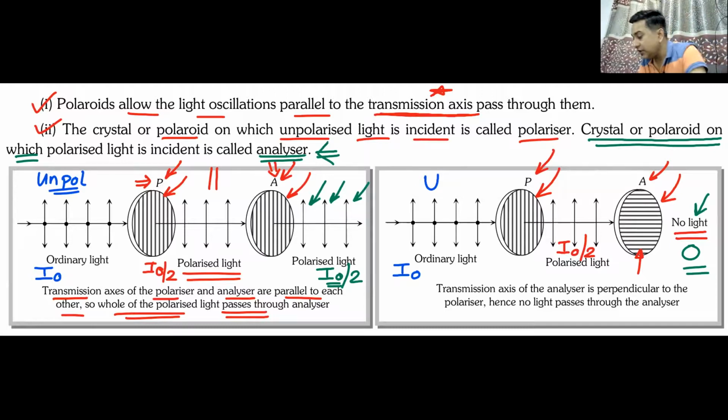The first one, P, is known as the polarizer. The second one, A, is known as the analyzer. Do we understand this? Yes, sir. I'll give you a minute to note it down.